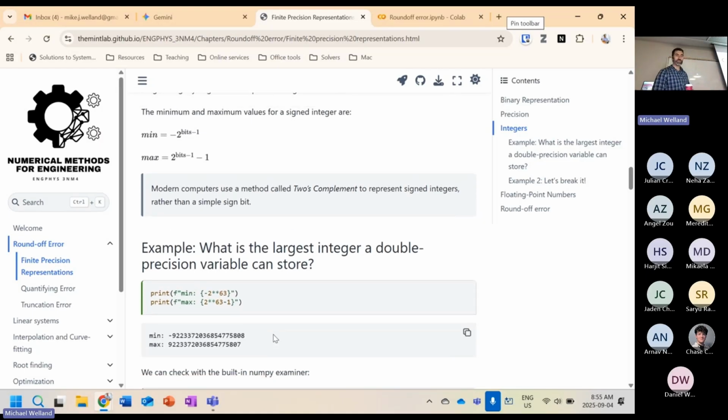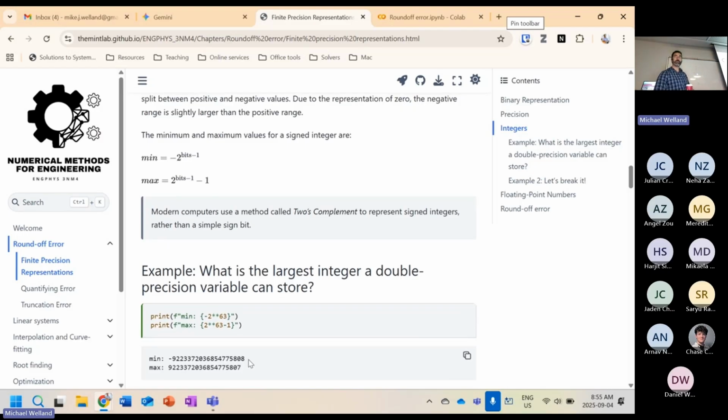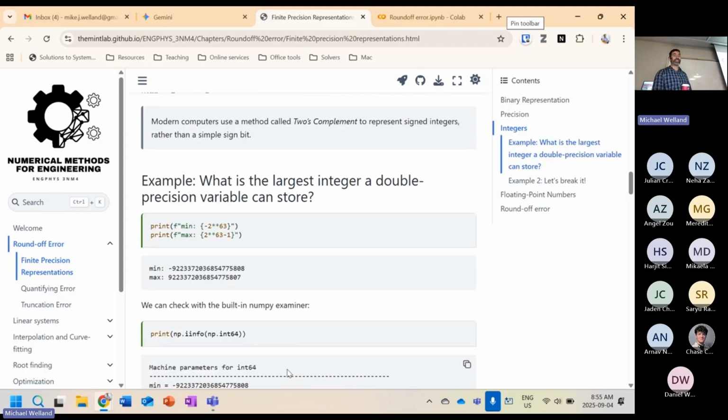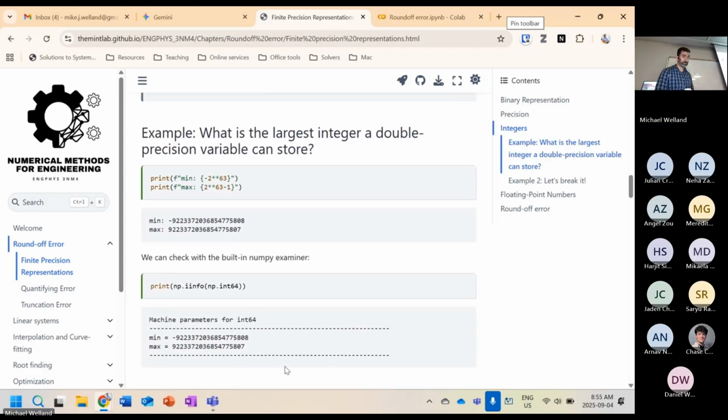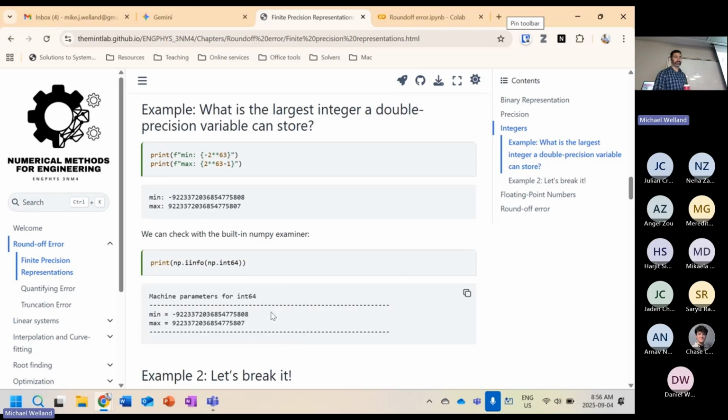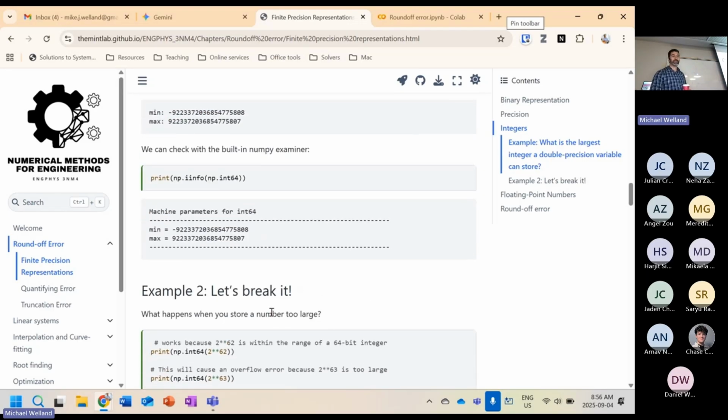Right. So does this make sense to everybody? And you can see that the minimum actually goes all the way out to 8 on the last part here, and the max goes out to 7. Does this not make sense to anybody? All right, cool. We can check it with the built-in NumPy examiner. This is one of these things where you can dig up the documentation to help you out with the representation. Honestly, at this point, you can ask Gemini, or Google, Stack Exchange, Wikipedia, all this stuff has it. But we can check it, and sure enough, yes, we do get that. So what happens when we do something too big?